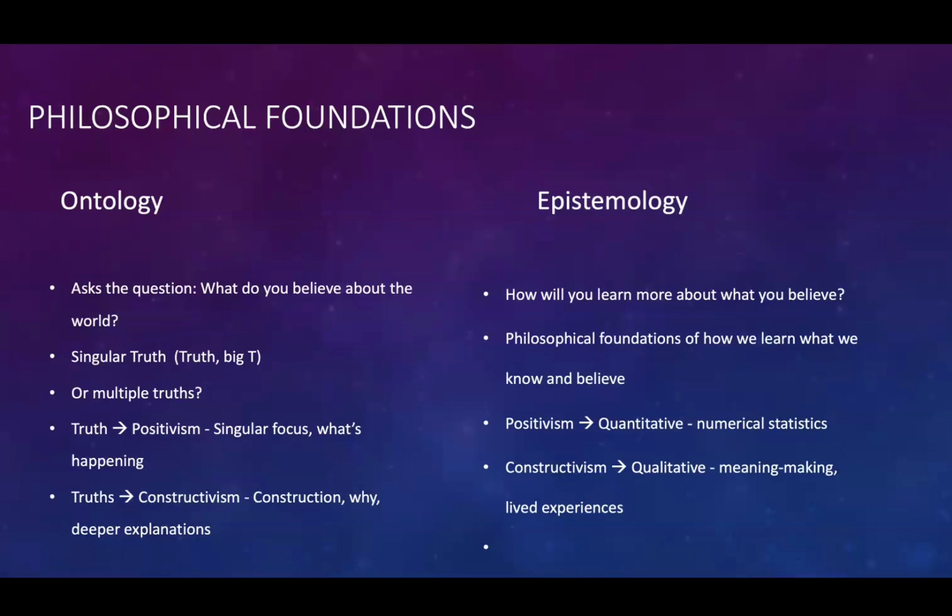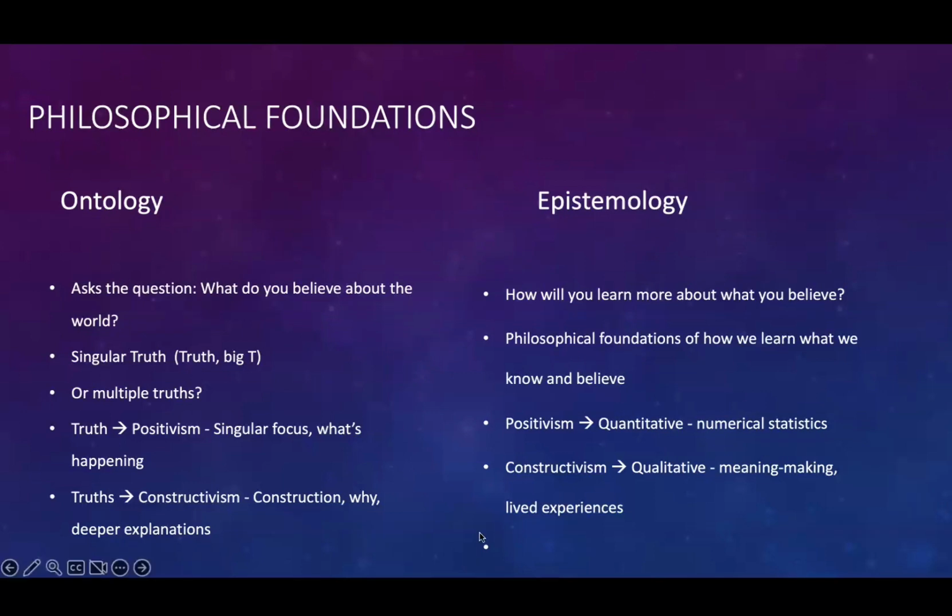Now these are big words and I understand that, but I just want you to know where they come from. Within the field of epistemology, if your belief is a positivist ontology, that tends to be a quantitative approach. If your belief is a constructivist approach, that ends up being a qualitative research approach. These are important because the types of research questions that we ask determine which types of research method we use.